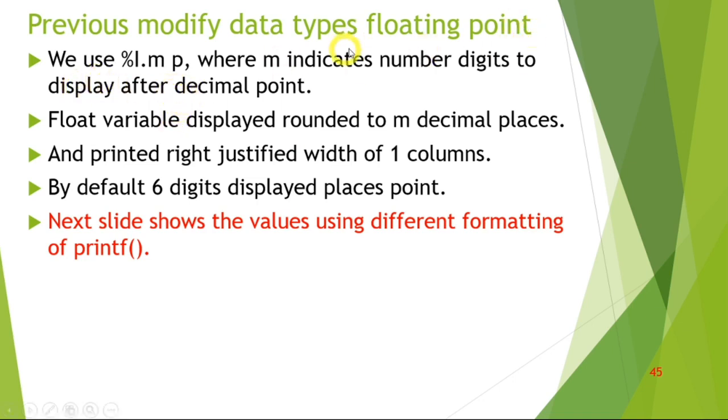Now here we use the floating points. So for floating point we use %f. So we use %i.mf, where m indicates the number of digits to display after the decimal point. Okay, so a float variable displays rounded to m decimal numbers. We remember that. And it is printed right justified in the width of i columns. By default 6 digits display on the places of the decimal point, and the next slide shows the values of different formatting of printf using float.